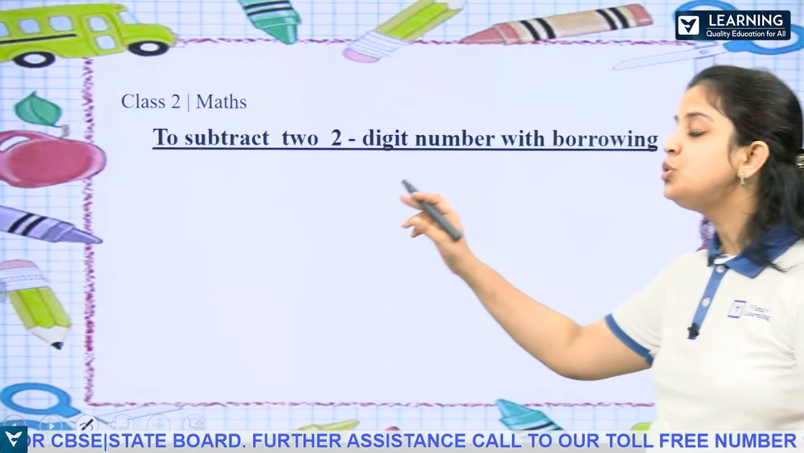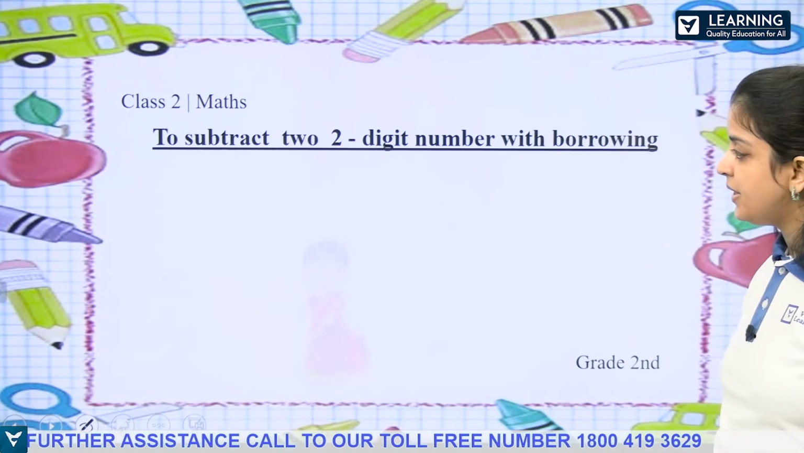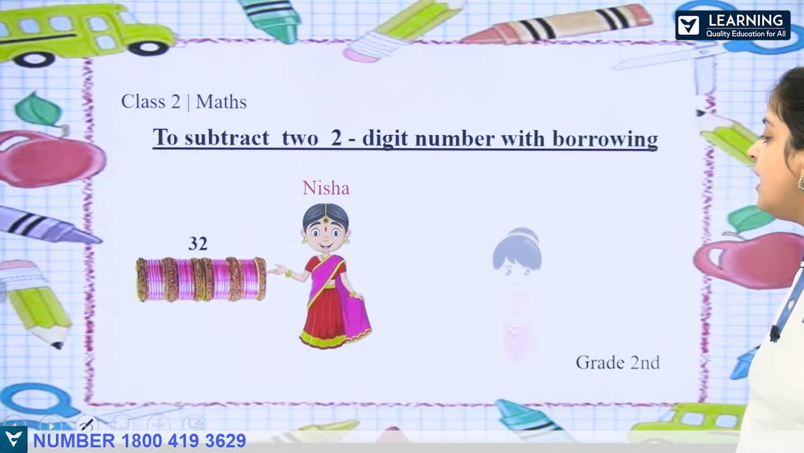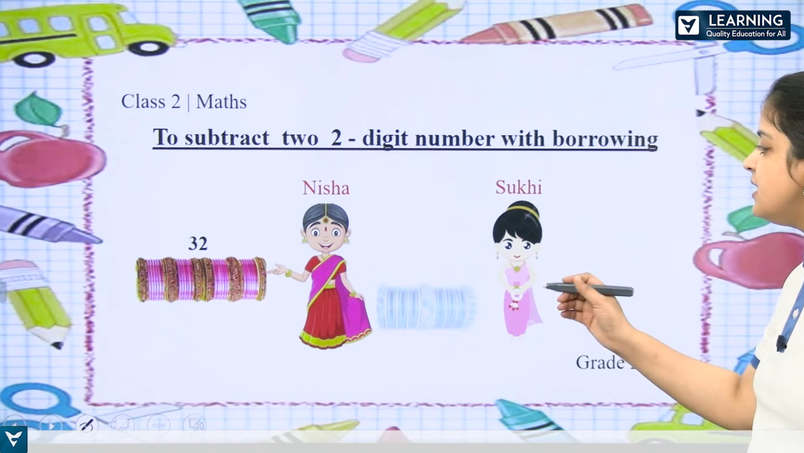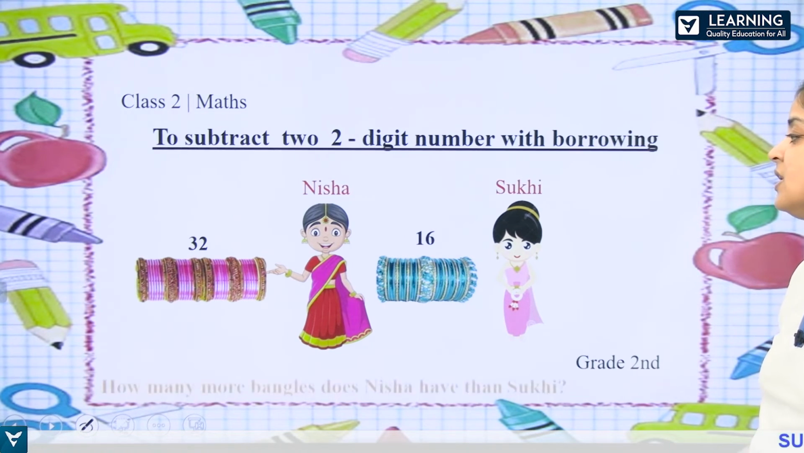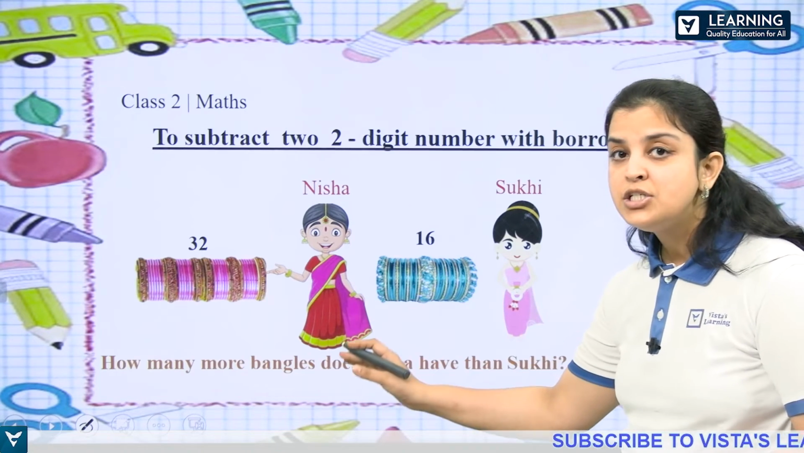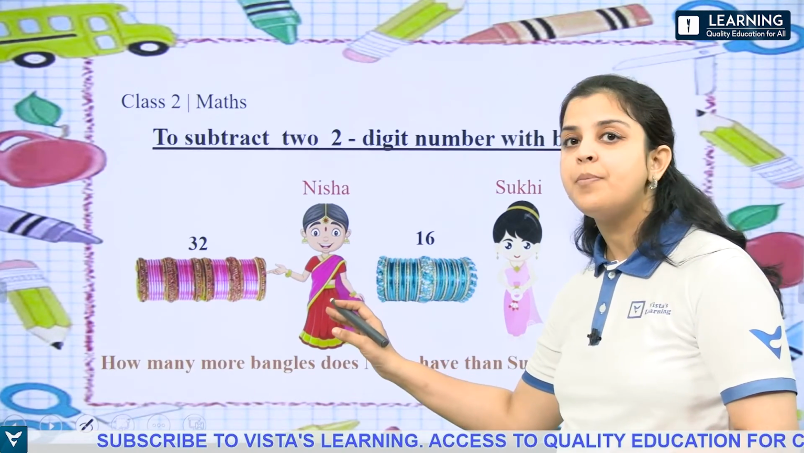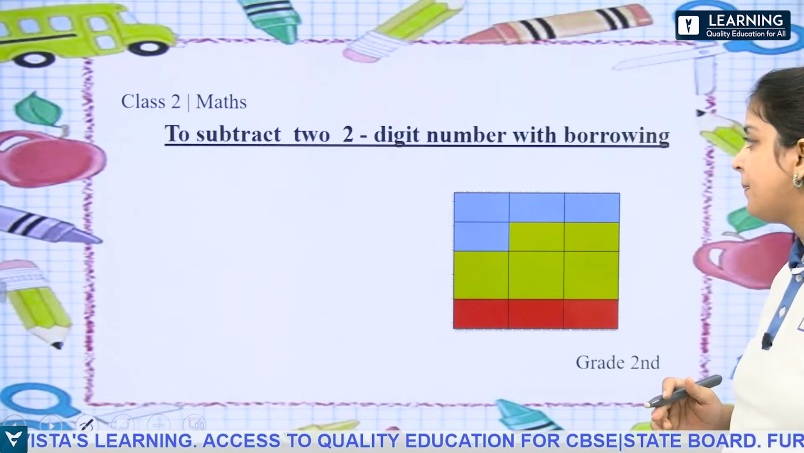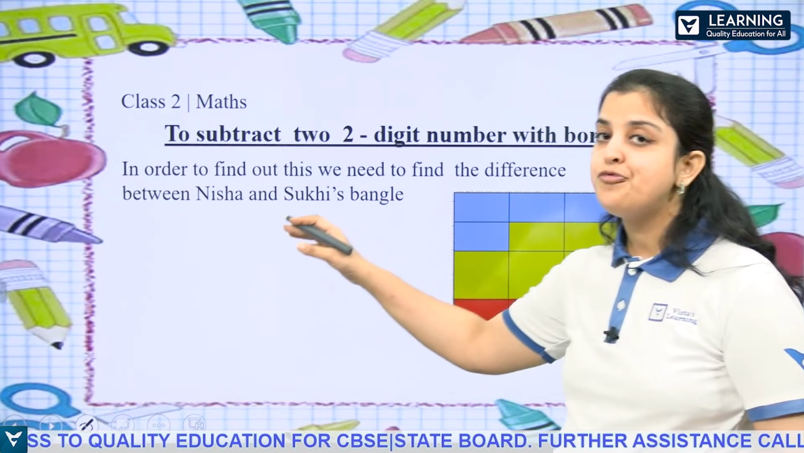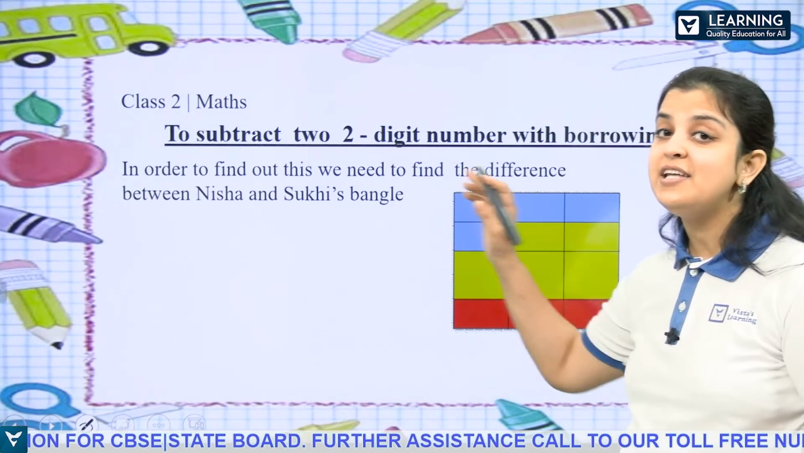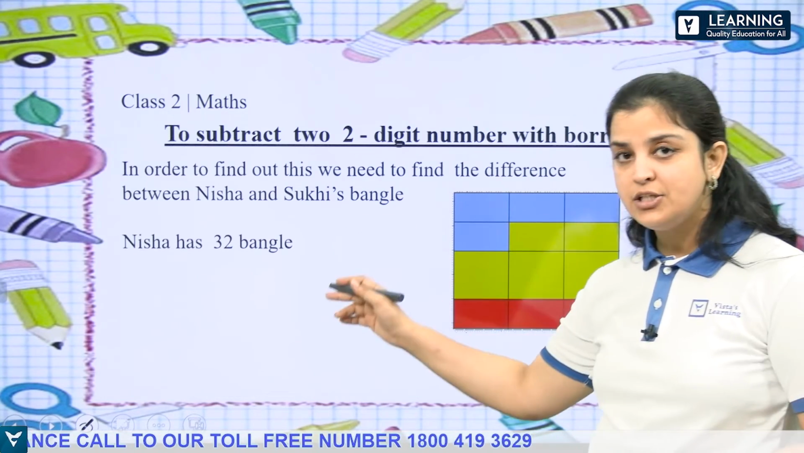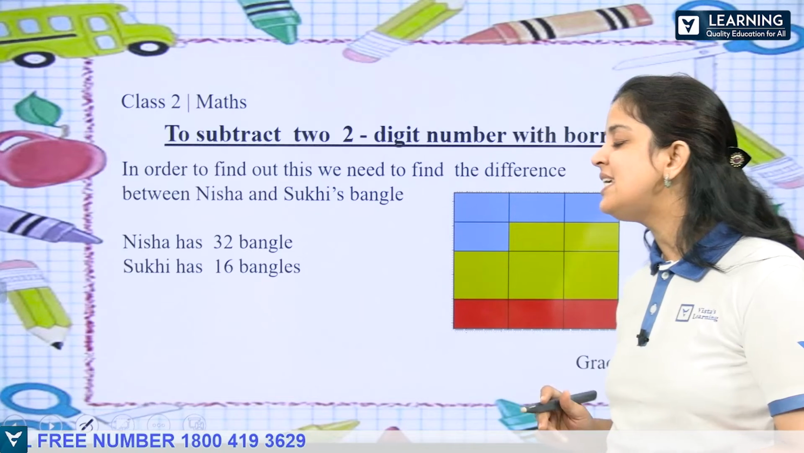To subtract two 2-digit numbers with borrowing. She is Nisha. She has 32 bangles. And she is Sukhi. She has 16 bangles. So, how many more bangles does Nisha have than Sukhi? For this, we need to do subtraction. So, what will we do? In order to find this out, we need to find the difference between Nisha's and Sukhi's bangles, right? So, Nisha has 32 bangles, Sukhi has 16 bangles.